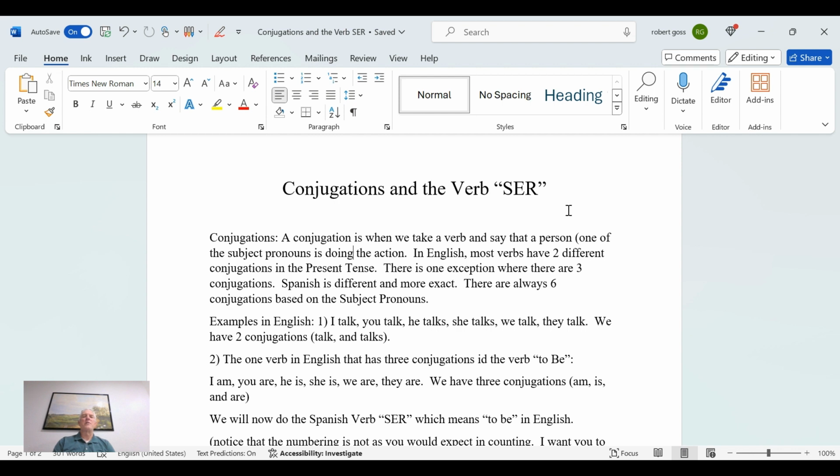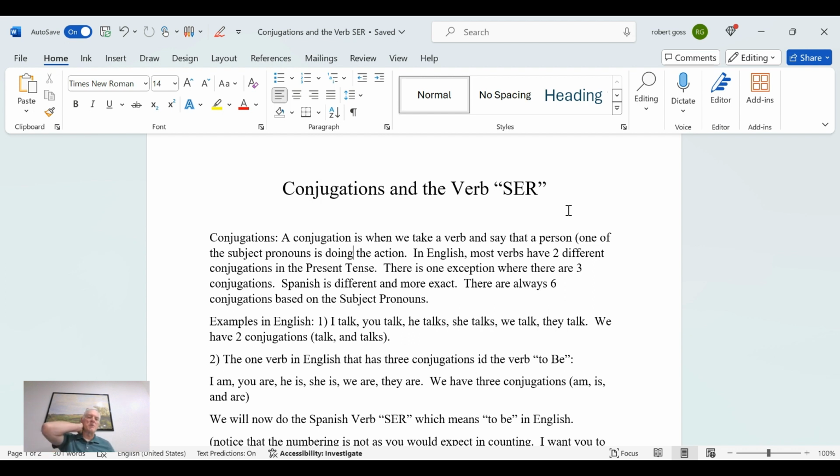Spanish is a little bit different, and it's a little bit more exact than what we are in English. In Spanish, there are always 6 conjugations based on the subject pronouns, not just 3 or 2. 2 most of the time, 3 this one time. Well, let me give you an example in English. First, let's take the verb to talk.